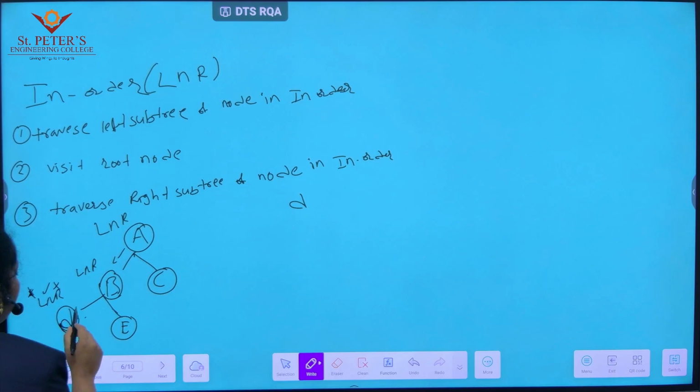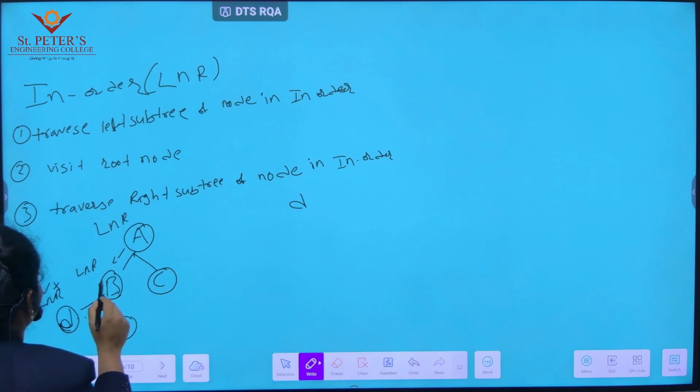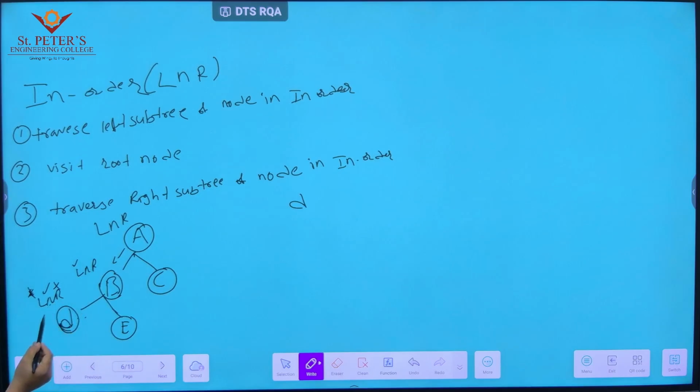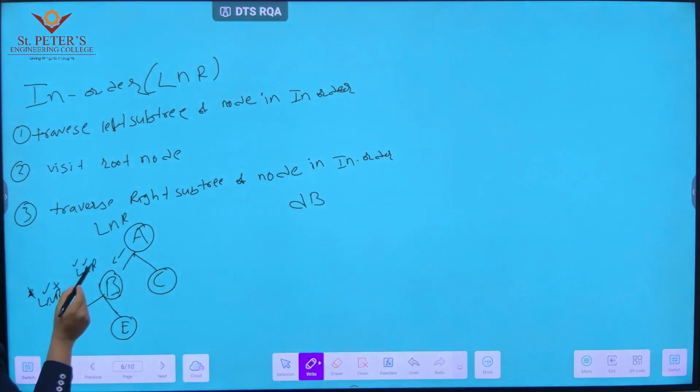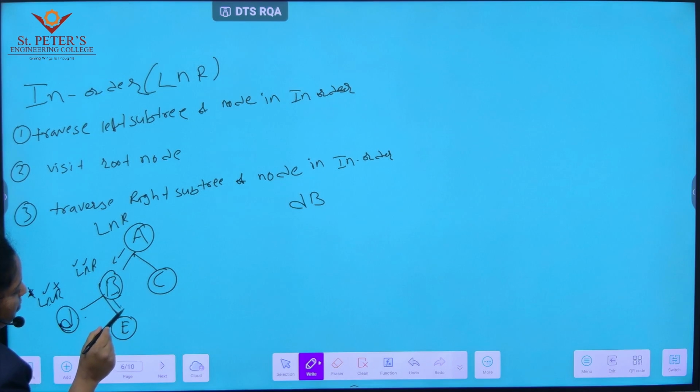Next, come to the, so left part is completed. So left part of B is completely completed, right? So here I am tick mark. So next is what? Node is there? Yes, node is there. This is the node B. Next, R is there? Yes, R is there. This is the R part of B.